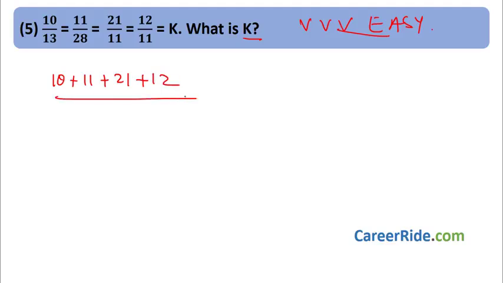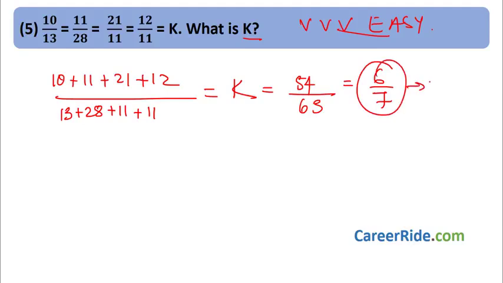Plus 12 divided by, simply add the denominators. What do you get? You will get the value of K. That would be 10 plus 11 is 21, plus 21 is 42, plus 12 is 54. 11 plus 11 is 22, plus 28 is 30, 40, 50, plus 13 is 63, right? 9 6s are, 9 7s are, this is the value of K. Simply add numerators divided by, simply add the denominators, right? And you get the value of K. Moving to next question.